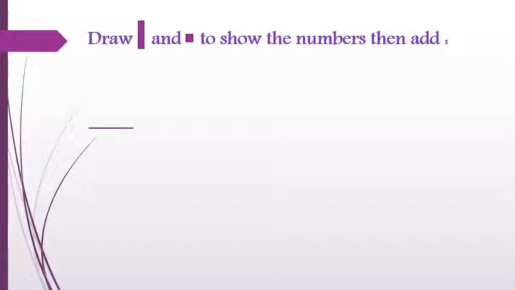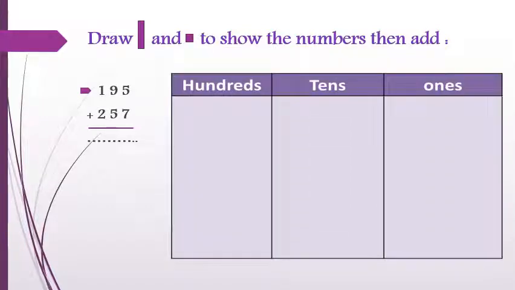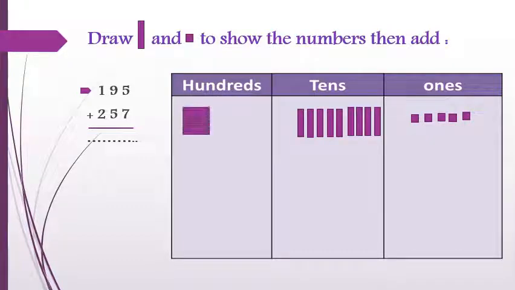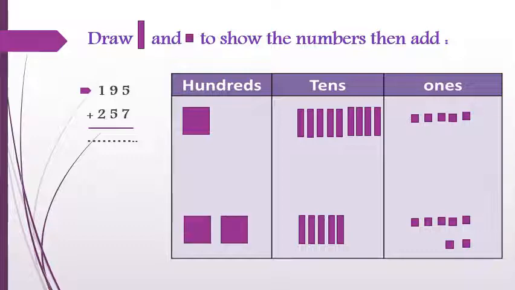Draw sticks and small squares to show the numbers, then add. 195 plus 257. First, show the numbers on a place value mat. 195 is represented as 5 small squares and 9 sticks and 1 big square. And 257 is represented as 7 small squares and 5 sticks and 2 big squares.